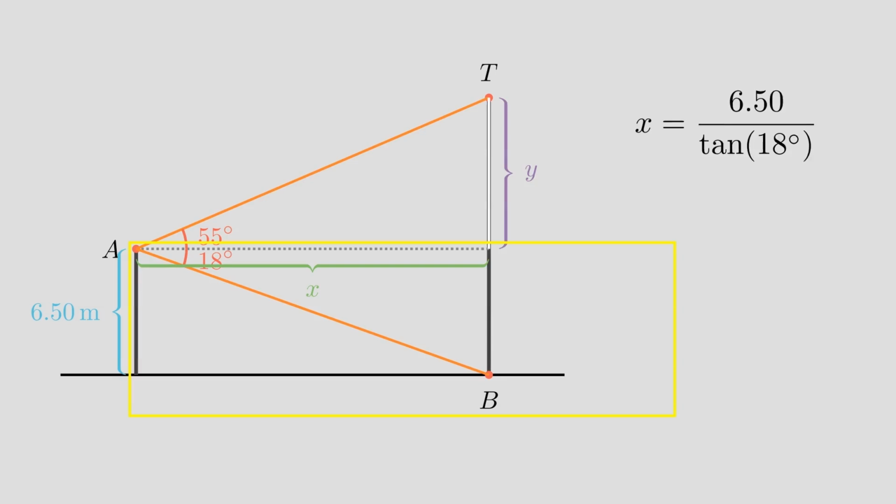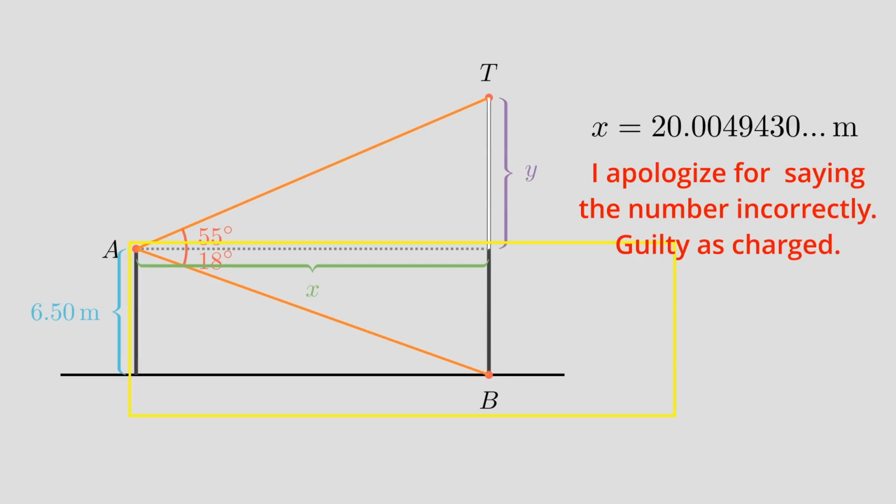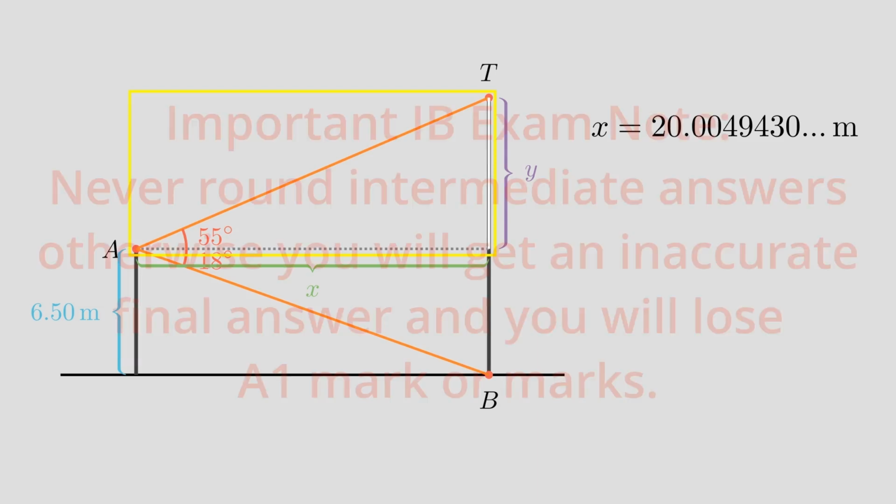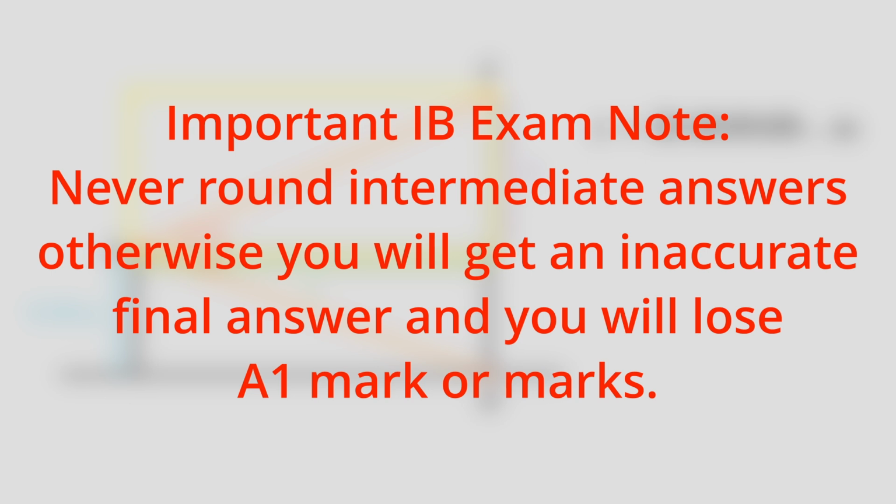So, the horizontal distance is about 20.005 meters, but it's crucial to keep the full value in your calculator for the next step. Now, remember, never round intermediate values that you will use later for a final answer. Most of the time, this will give you an inaccurate final answer and you will lose A1 mark or marks.